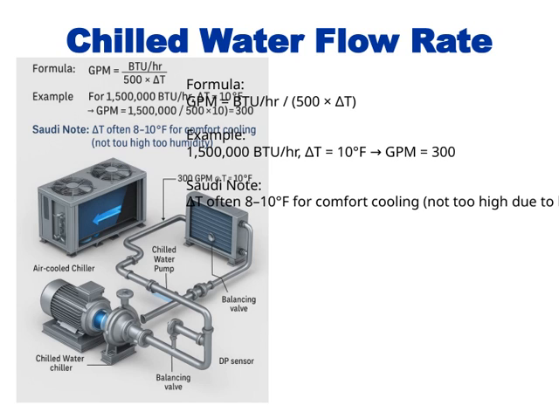Now, in Saudi Arabia and many other regions, the typical delta for comfort cooling usually falls between 8 and 10 degrees F. This range is important because it balances efficient cooling and humidity control. If delta is too high, humidity can become an issue, affecting comfort. So, understanding this formula helps us ensure our systems are properly sized and efficient, ultimately delivering the comfort we aim for while optimizing energy use.